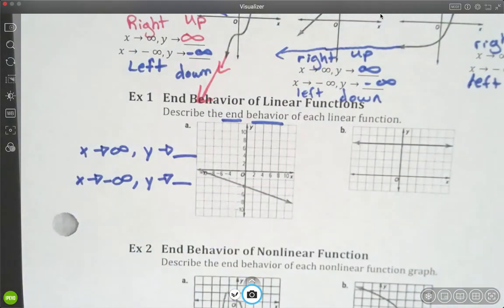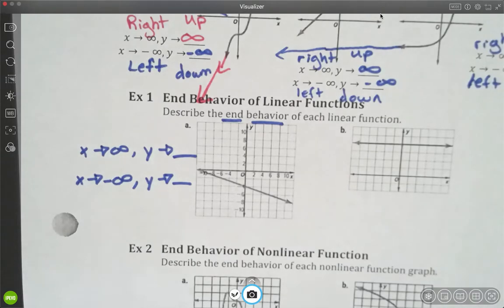You're going to put that for every end behavior problem, and then you're just going to determine what goes in that blank. So you're just going to talk about as x goes to the right, what's happening? As x goes to the left, what's happening? Does this make sense? It's just using symbols for talking about right and left and up and down.